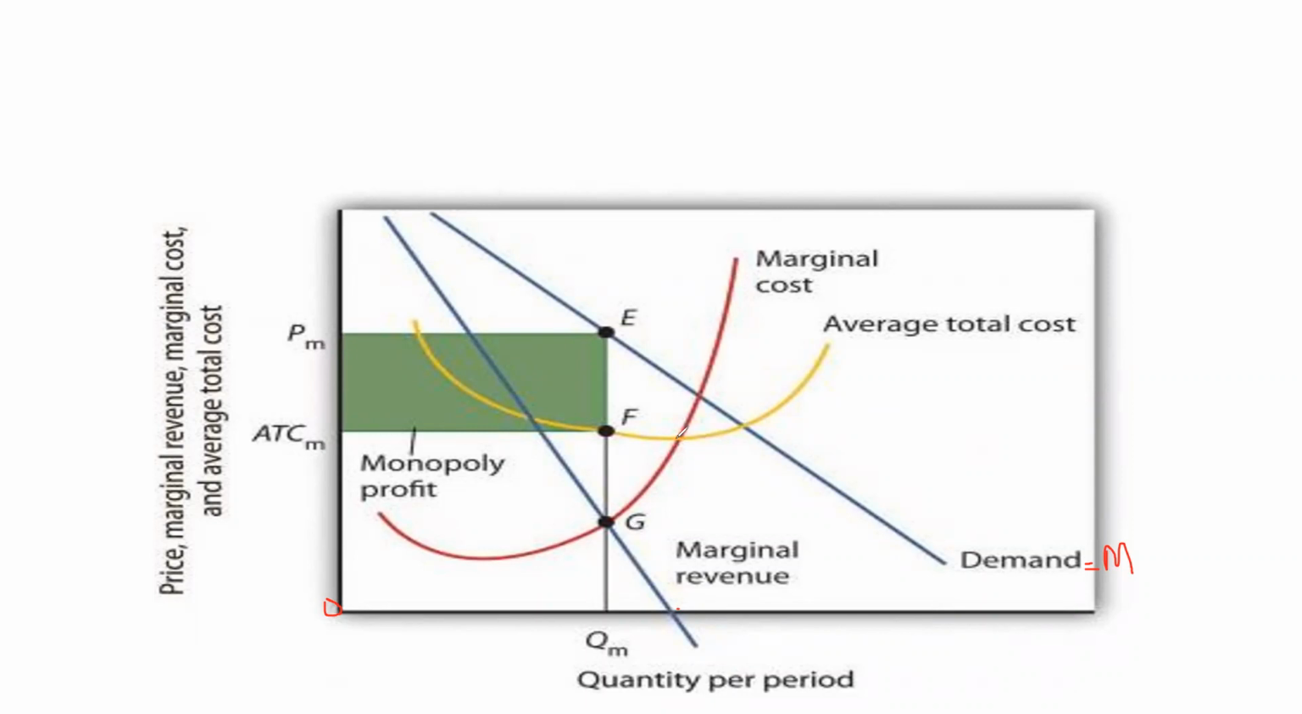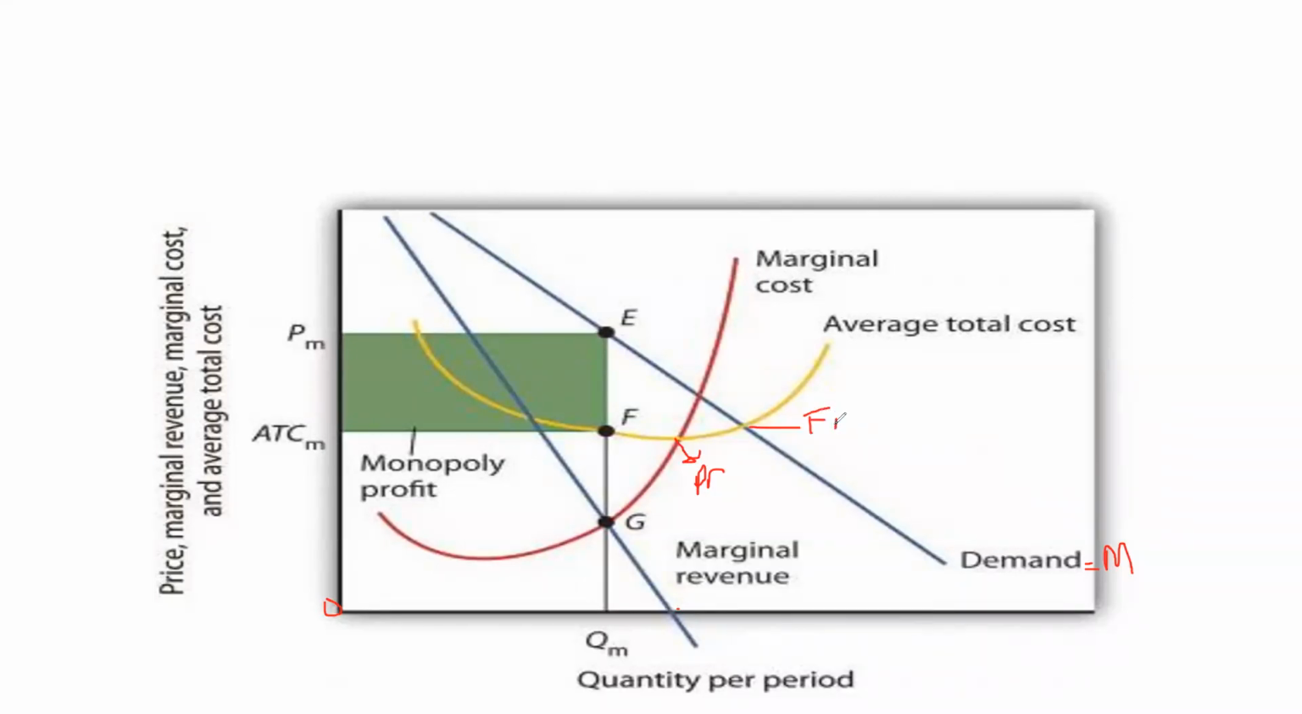All right. Now, where MC crosses ATC, that's productively efficient. Okay. Lowest cost, productively efficient. Where ATC crosses demand is fair return, which is zero economic profits.